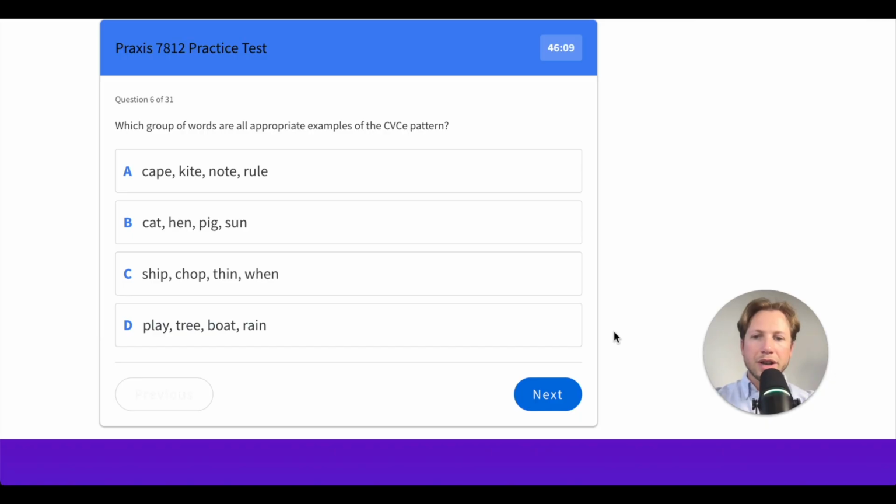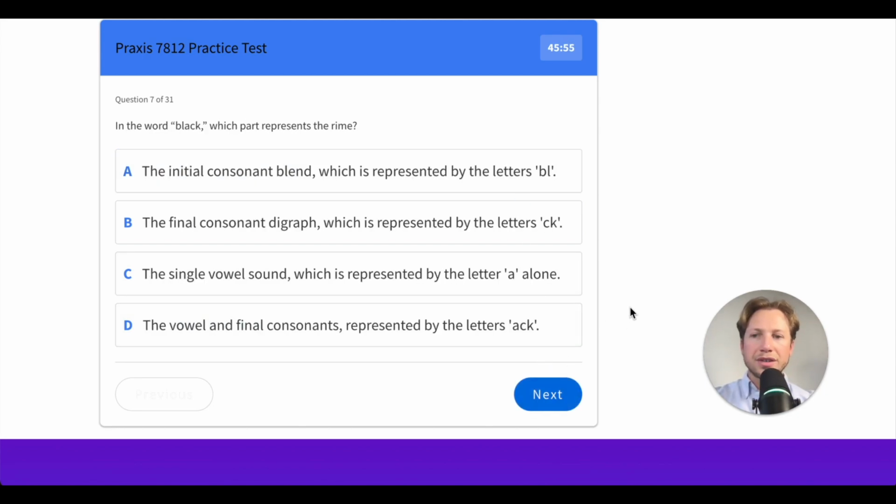All right, so I'm looking at answer option A. Is that what you got too? Good. We have cape, kite, note, and rule. Notice that each of these follow the consonant, vowel, consonant plus silent E pattern. Moving on to question number 7.